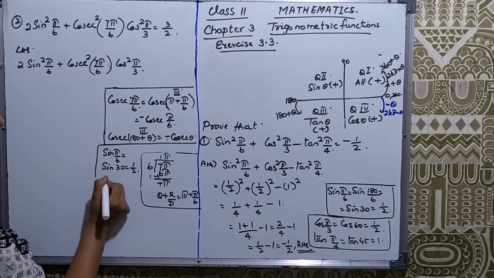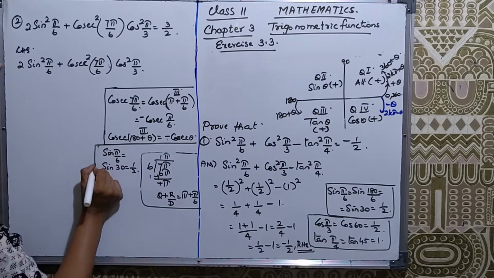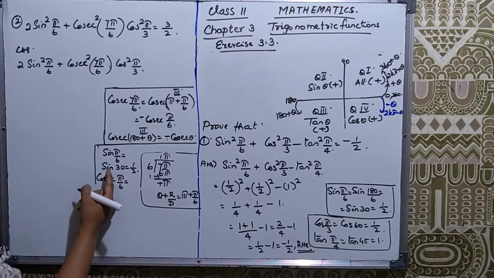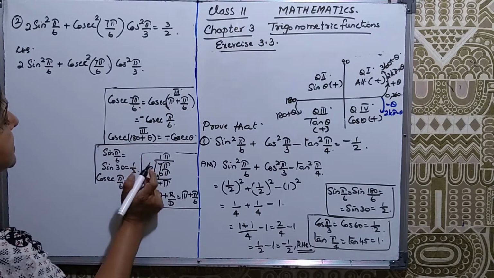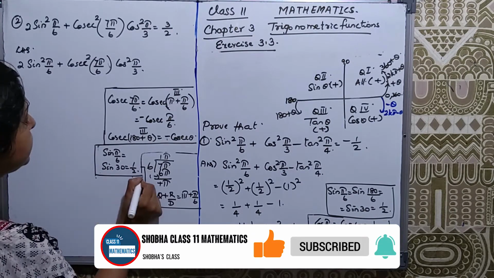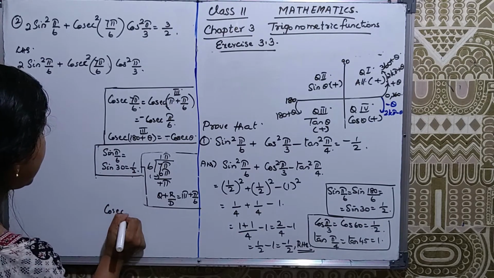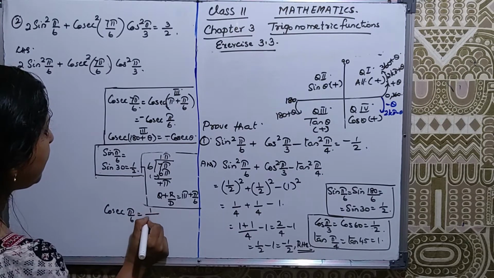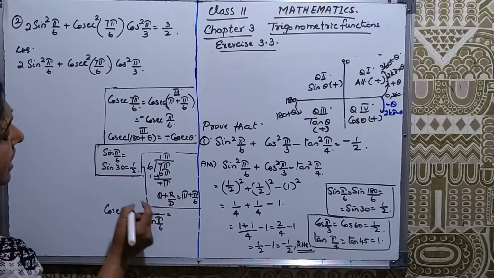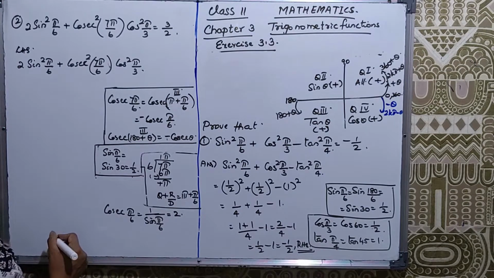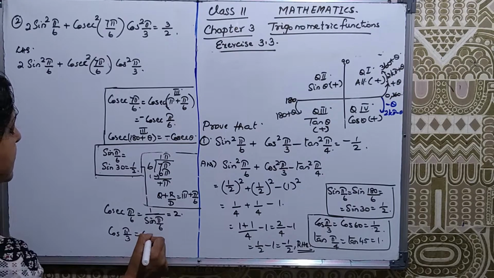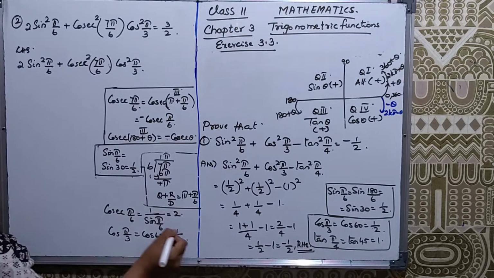And again, cosec pi by 6. Cosec pi by 6 is the reciprocal of sine pi by 6, 1 by sine pi by 6. Sine pi by 6 is half, so its reciprocal is 2. Next one is cos pi by 3. Cos pi by 3 is actually cos 60. Cos 60 is again half. So we'll write that value.